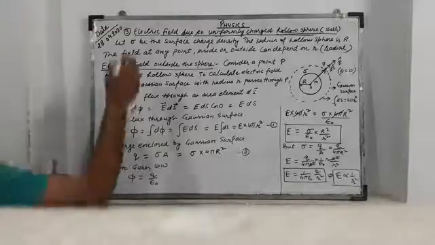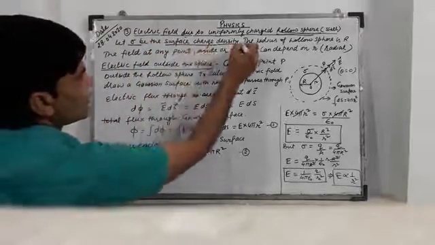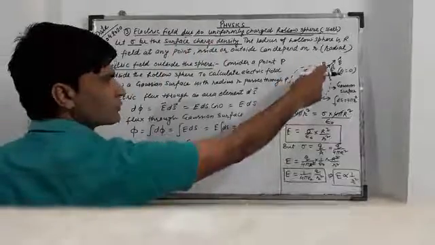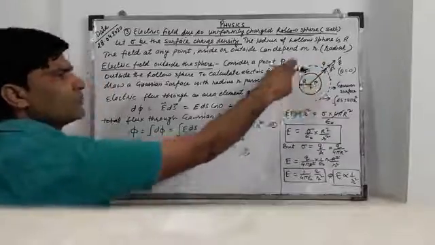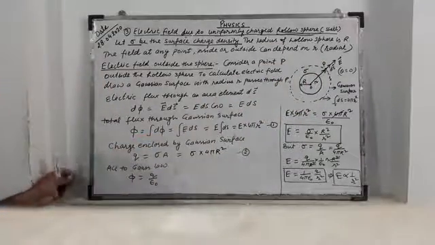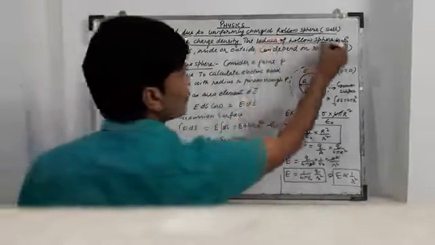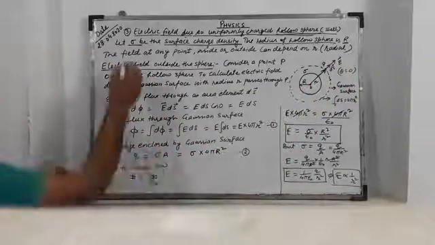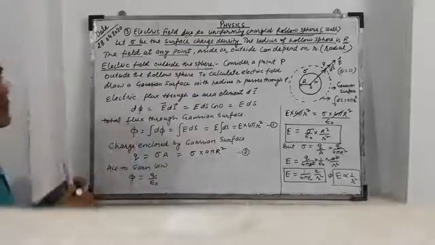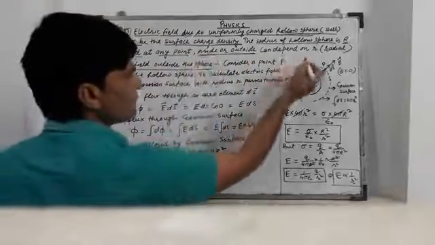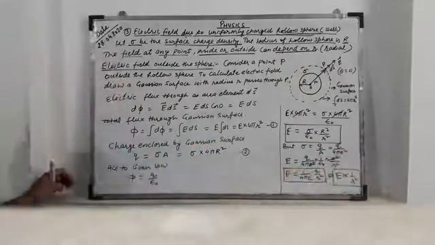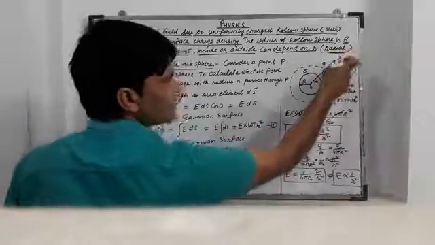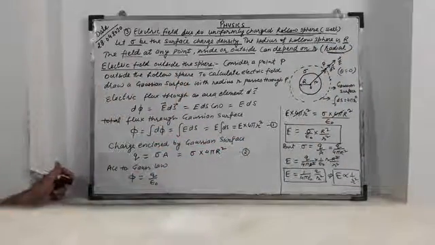Okay? For this, sigma be the surface charge density, so the charge is uniformly distributed over the sphere. The radius of the hollow sphere is capital R. Now the field at any point, inside or outside, depends on r, the distance from the center, and must be radial as we can see from the diagram.